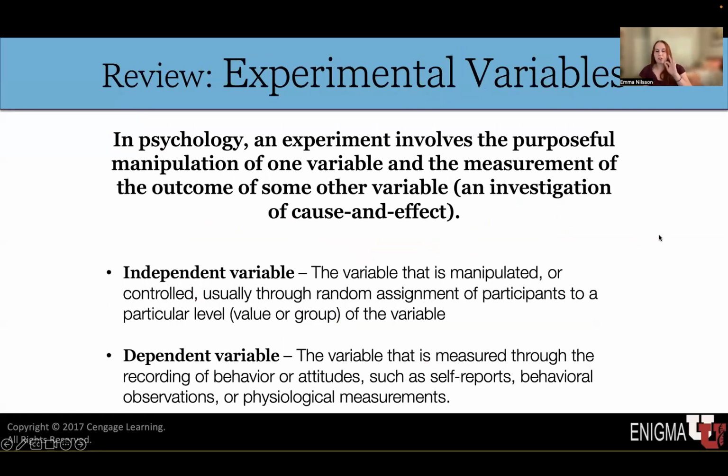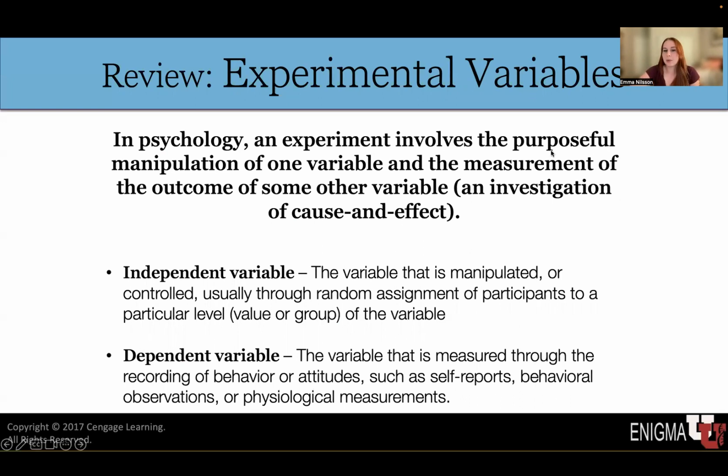Let's go back to some of our first lectures in this series and review some experimental variables really quickly, what they mean. Experimental variables are going to be important for this lecture and for our next lecture. So let's just take some time to remind ourselves what they are. So in psychology, an experiment involves the purposeful manipulation of one variable, the independent variable, and the measurement or outcome of some other variable, which is going to be our dependent variable. In this way, we can investigate cause and effect, or we can investigate correlation.